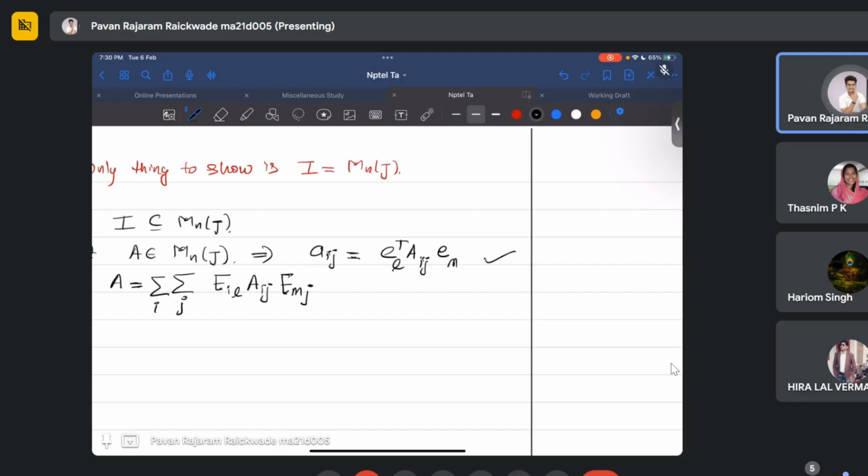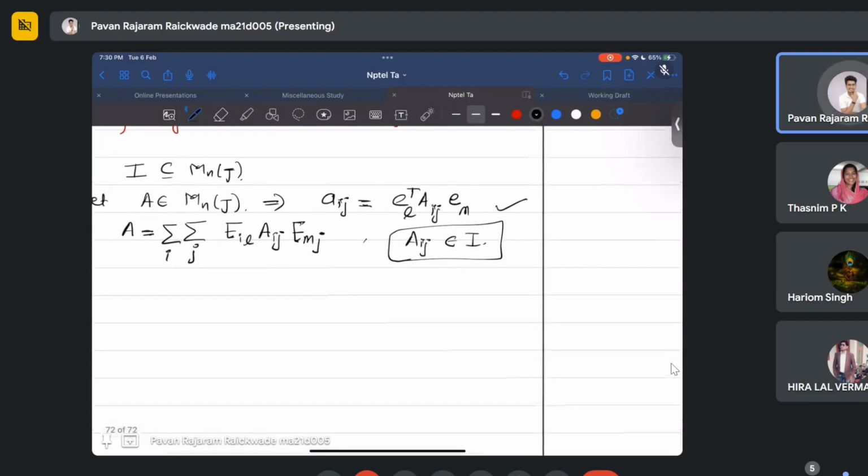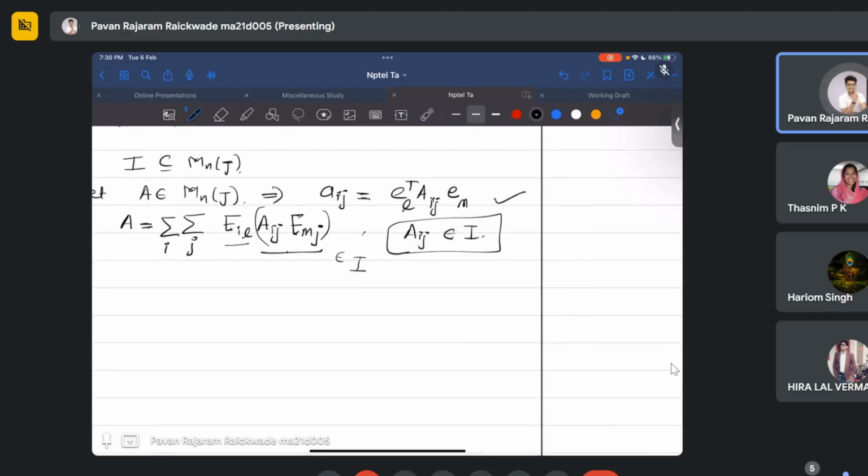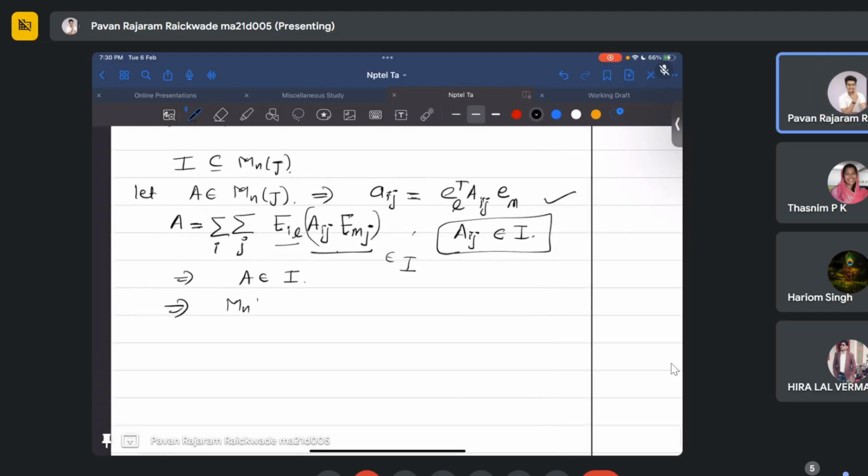Now it is simple, since each A_ij belongs to the ideal I. See, I is an ideal, hence this product is in I again, and when you multiply this matrix with E_il again, this will be in I, right? And this A will be a summation of elements in I. Since I is a subring, this will again imply A is also in I. That's all. So you started with an element in Mn over J, you ended up in I. So Mn over J is contained in I, which implies I is basically Mn over J.